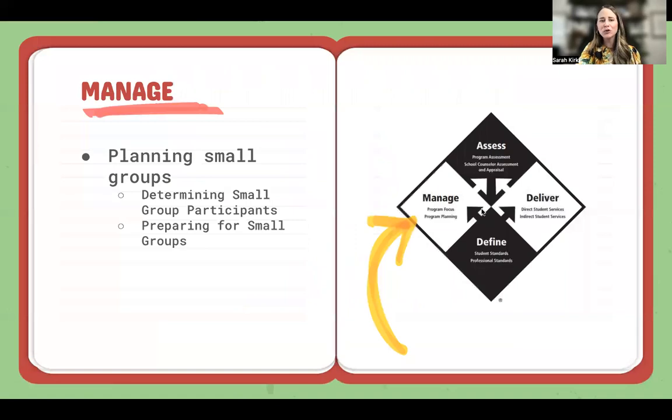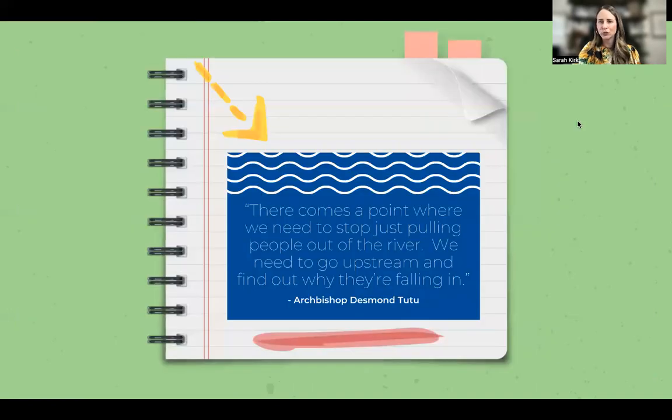So in the manage component, we're really doing that behind the scenes planning. We're determining our participants and we're preparing for our group. I love this quote. I use it all the time in my presentations, and I think it fits well here too, because as school counselors, we don't want to just be pulling our students out of the river. We want to go upstream and find out why they're falling in and put supports in place right away. And small groups are a great thing that we can do.